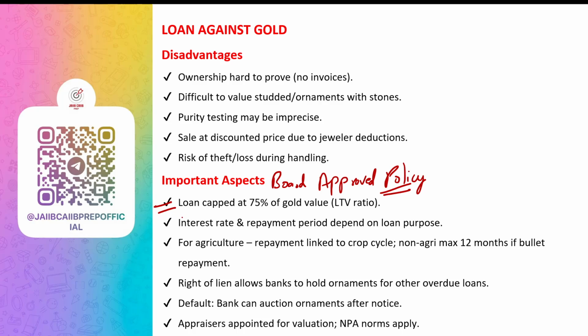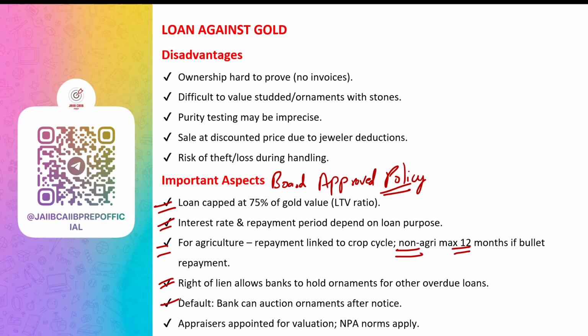Rate of interest depends on the purpose of the loan, whether it is an agricultural loan or a non-agricultural loan. Agricultural loans often have a lower rate of interest. For agricultural loans, the repayment is linked to the crop cycle, and for non-agricultural loans, a maximum of 12 months if bullet repayment is allowed. A right of lien is there, so banks are allowed to hold the gold jewelry for other overdues as well, right?